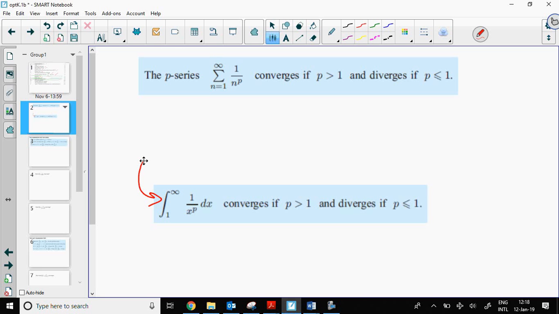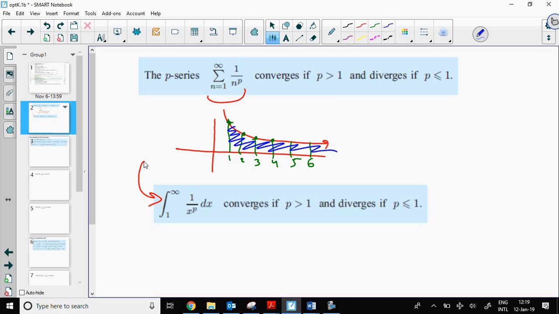So the series is considering the sum of just the heights of, say, these green bars. So if this was 1, 2, 3, 4, and so on, and our series is starting at 1, the series is just taking this y value plus this y value plus this y value and so on, whereas the integral is actually looking at the entire area under the curve, and yet their convergence or divergence is reliant upon the same value of the exponent p.